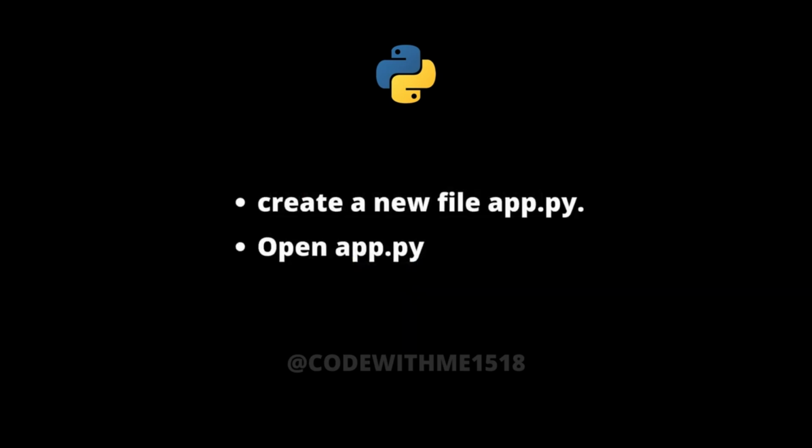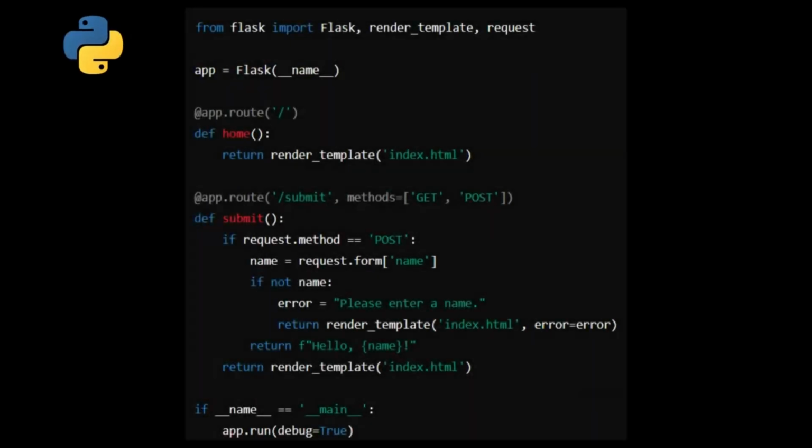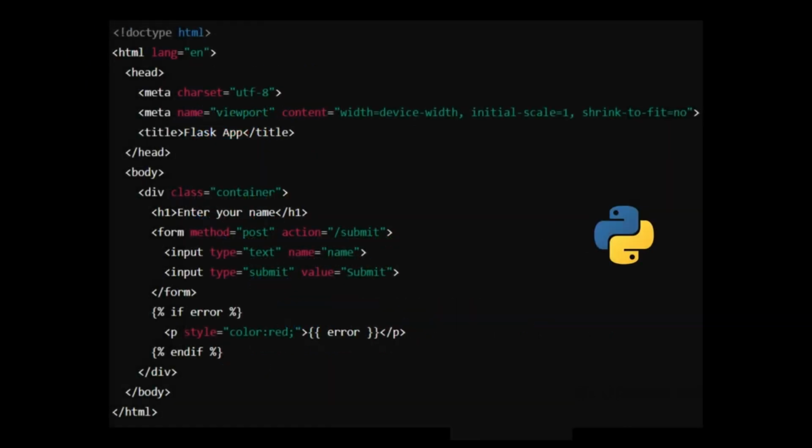Once Flask is installed, create a new file called app.py. Open app.py in your text editor and add the following code. This code sets up a basic Flask application with a form handling route. If the form is submitted with an empty name, it displays an error message. Otherwise, it greets the user by name.